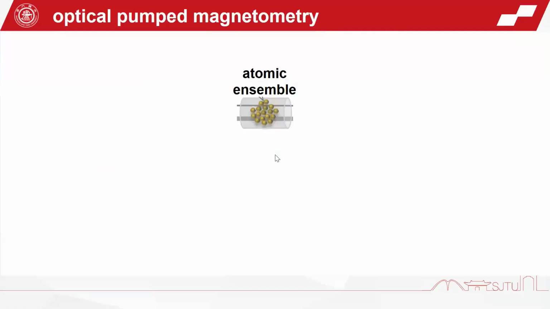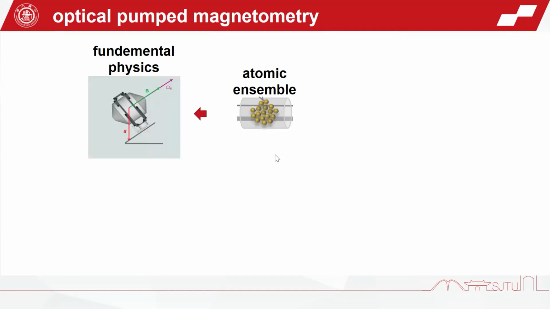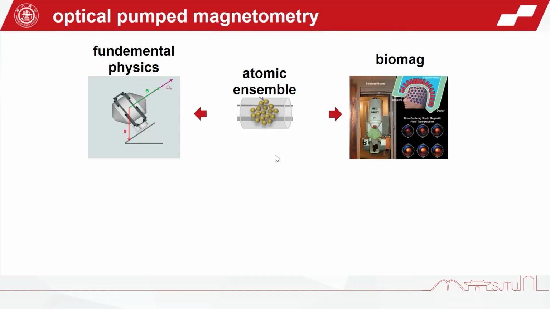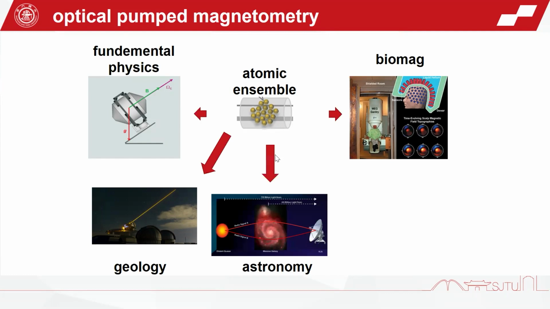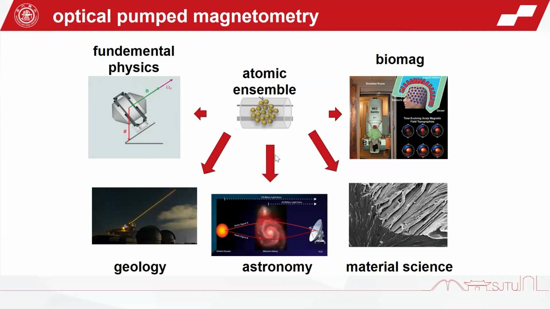So we are the OPM community. We all know there are a lot of applications for magnetometry. In fundamental physics, people study the coupling between nuclear spin, atomic spin and exotic fields. In biomagnetism, I'm pretty sure we will have a lot of discussion about how to measure biomagnetic fields with OPM. And for geology, we can measure the Earth's field, and there are applications in astronomy and materials science.